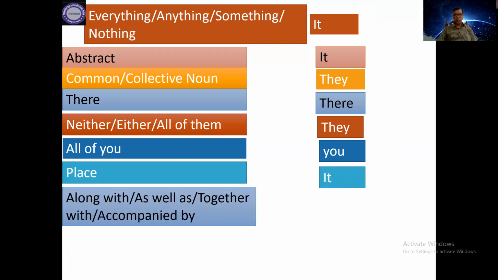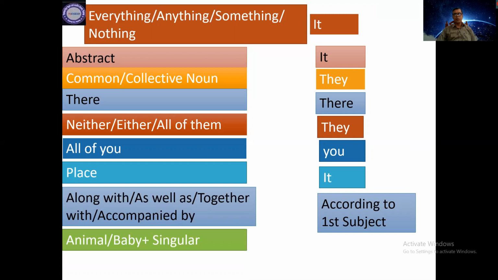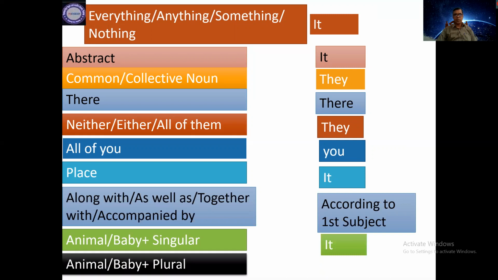Along with, as well as, together with, accompanied by: if the subject is combined with these, the pronoun will be selected according to the first subject. Animal or baby, singular: pronoun it. Animal or baby, plural: pronoun they.